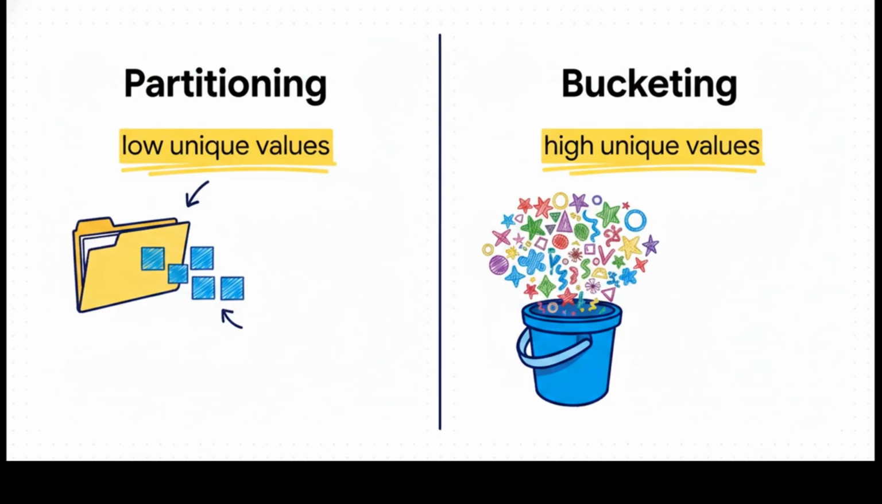Partitioning is used for columns with low unique values. Think things like year or region. It basically creates folders. Bucketing, on the other hand, is strictly for columns with high unique values that you frequently join on, like a user ID or a product ID. The easiest way to remember it? You partition to filter data, but you bucket to join data.